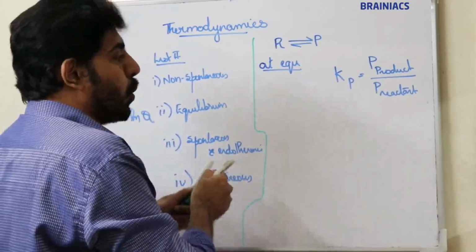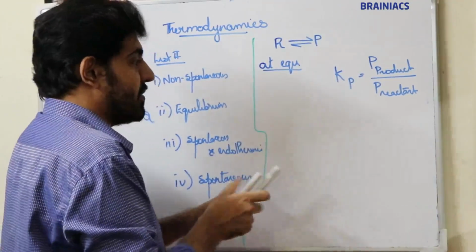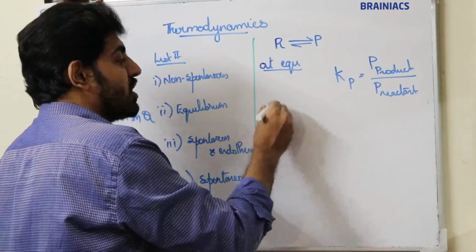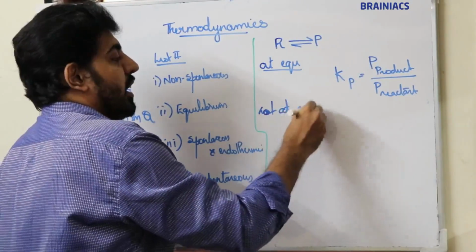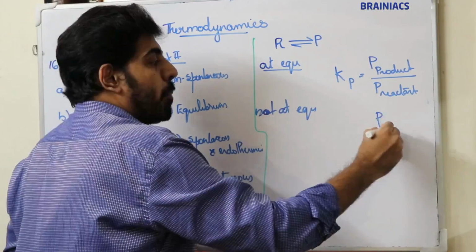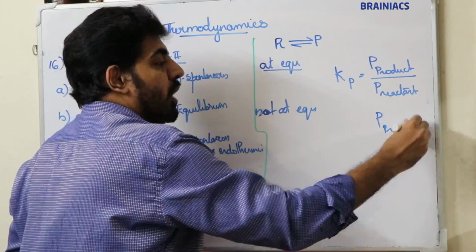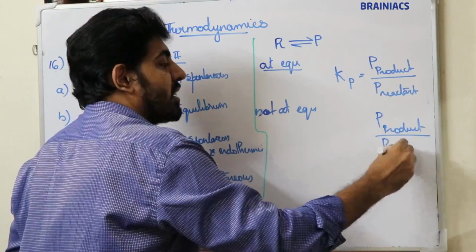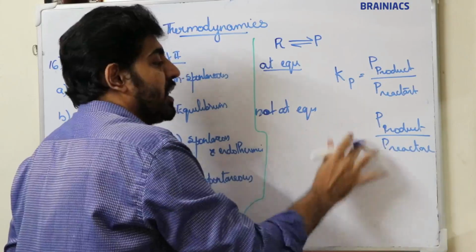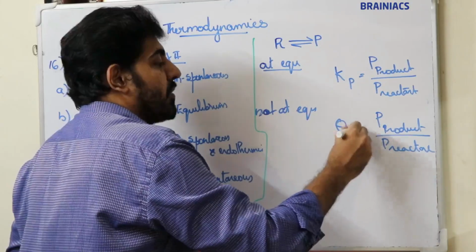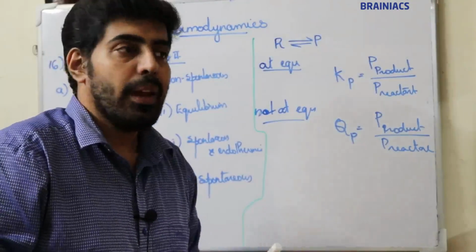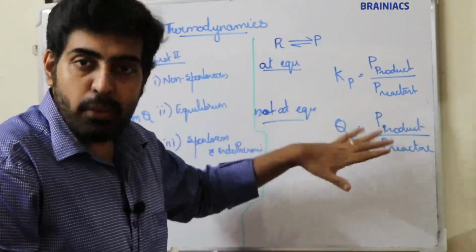Now, what is Qp? Qp means if the reaction is not at equilibrium, then at that time the ratio of pressure of product and pressure of reactant is known as Qp. Anyway, you will learn this in the next chapter in detail. I'll give a brief idea.